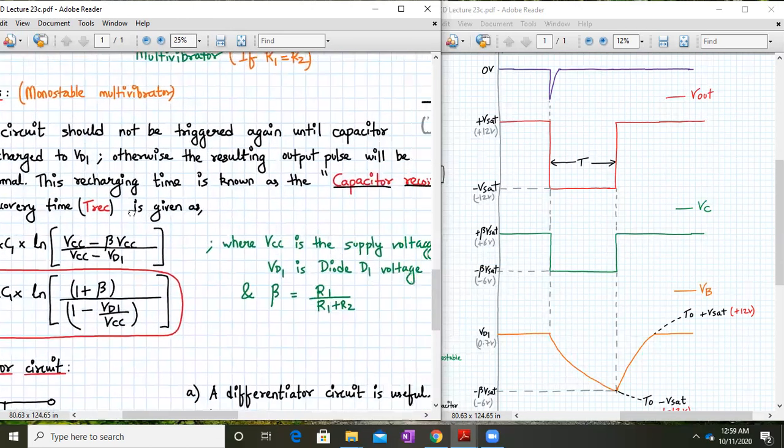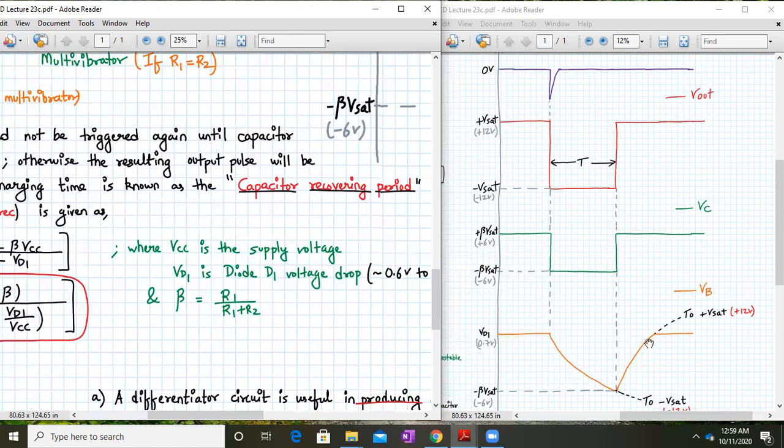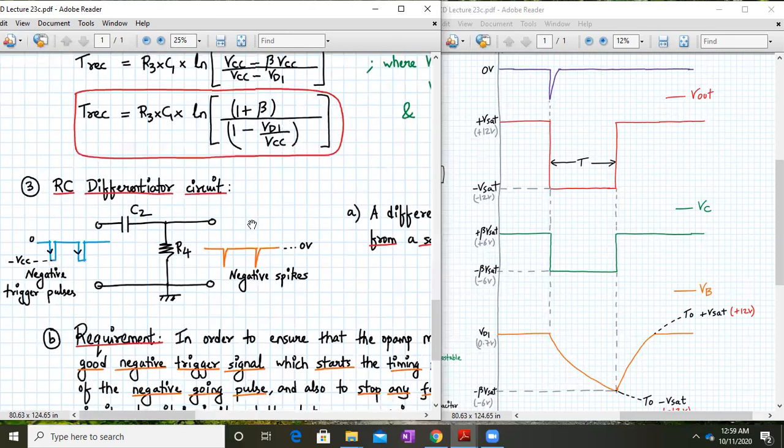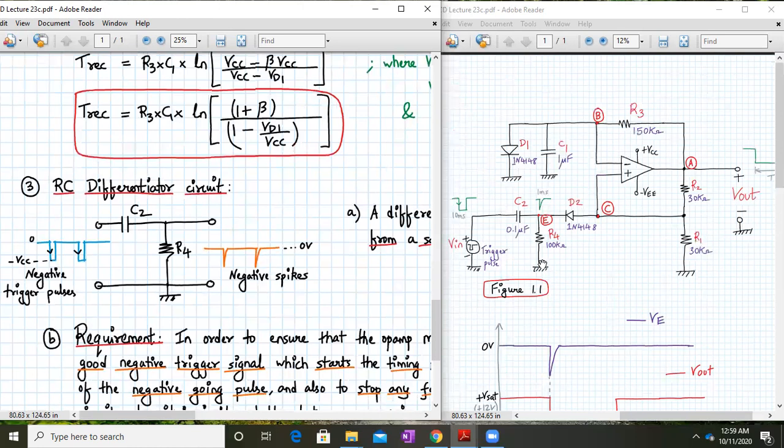Okay, so this was about the capacitor recovery period over here, whenever the capacitor voltage again charges from minus beta Vsat value to plus VD1 value. Now let's talk about this in this diagram.